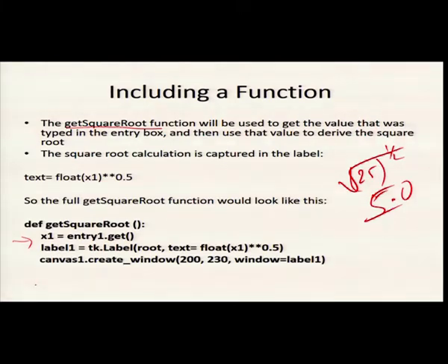Canvas1.create_window, where do I want to create it? 200, 230, window equal to label1. So, I have created this and included this function, and based on the input, I am calculating the square root.